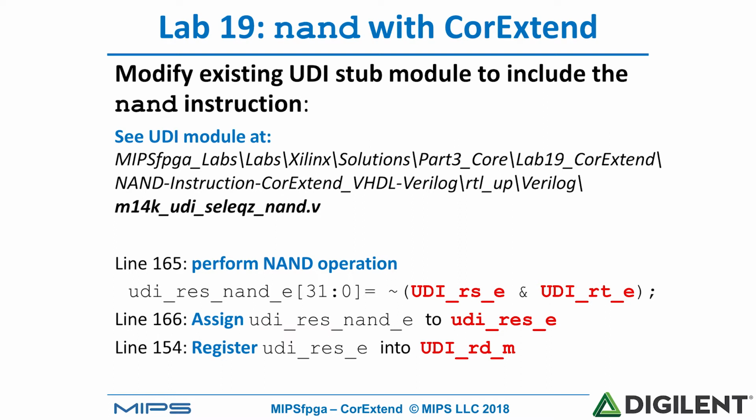It takes the first source operand, RS, and the second source operand, RT, NANDs those together, and puts the result in a UDI result signal. Line 166 then assigns that signal to the UDI result signal associated with the execute stage, shown by the post-pended E on UDI result_E. And finally, it takes that signal and sends it to the memory stage, UDI RDM, to be given as the result.